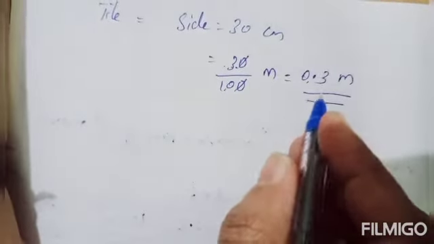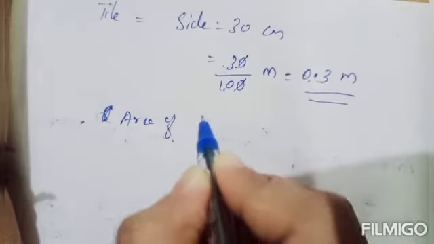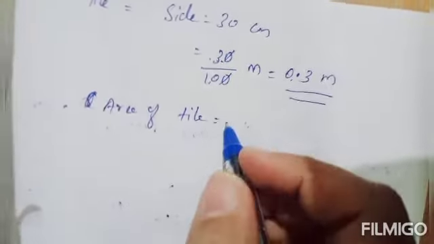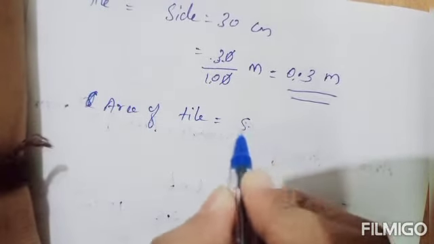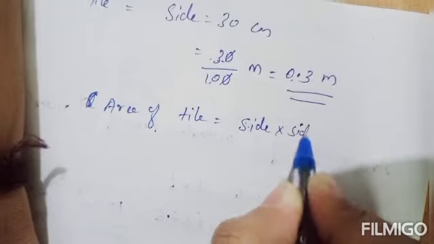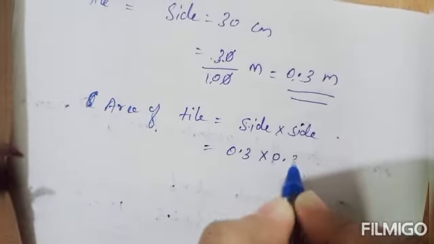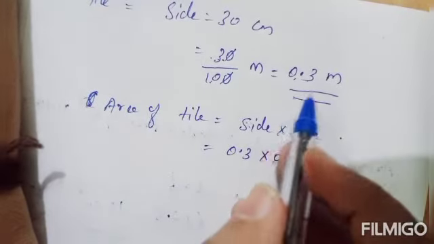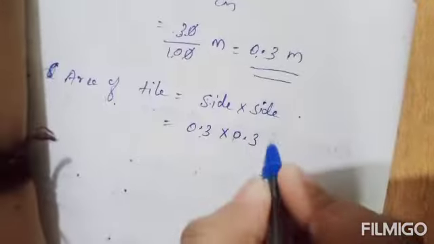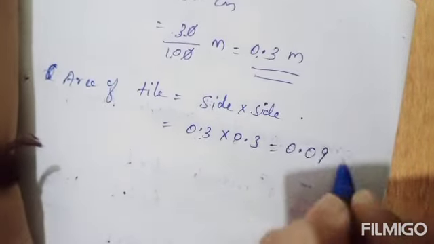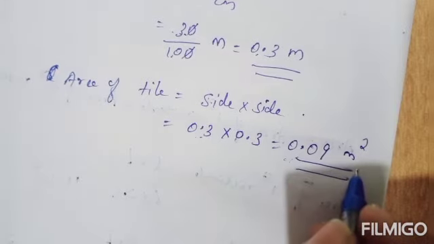Okay, if the side of square tile is 0.3 meter, you can find the area of tile. How can you find the area of tile, which is square shaped? Area of square, it is side into side. So 0.3 into 0.3. Side of tile is 0.3 meter, so you can substitute 0.3 into 0.3. You will get 0.09 meter square. This is the area of tile.